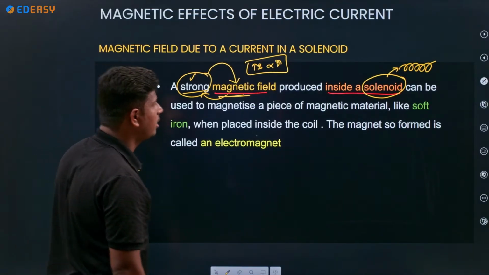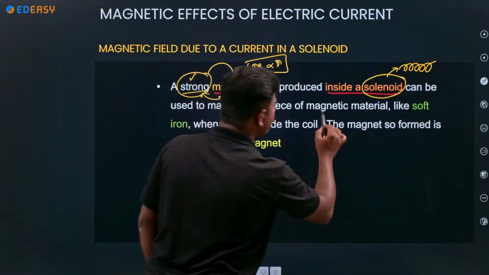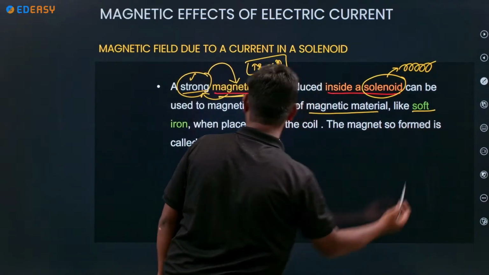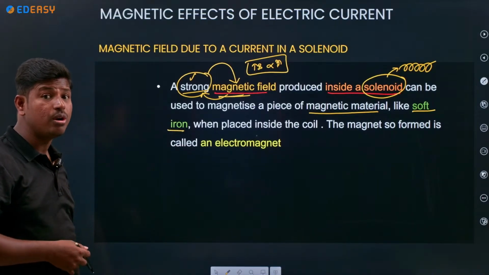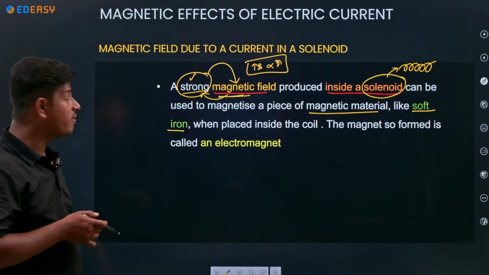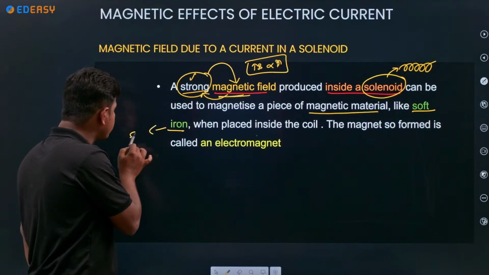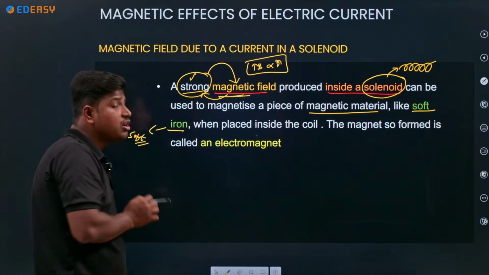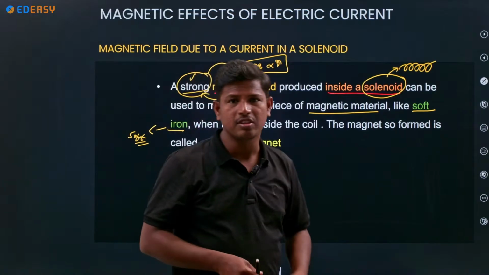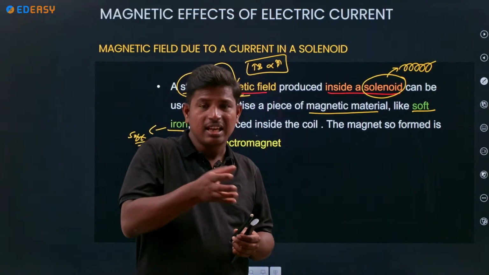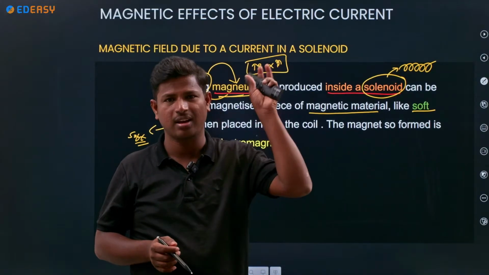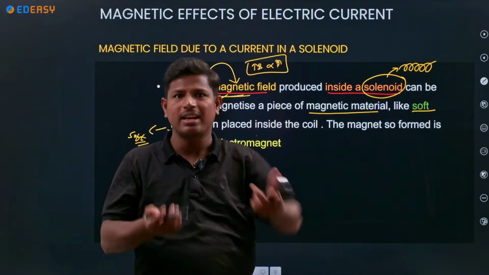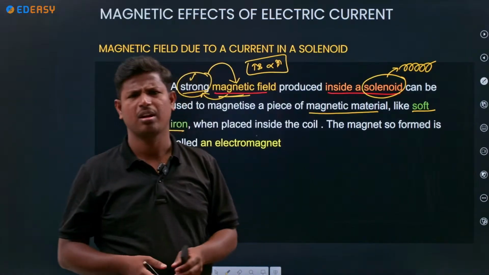Next. Which magnetic material do we use? Soft iron. I already told, we already discussed why we use soft iron. Because it is very soft, it can respond easily. If it is magnetized easily, it is demagnetized easily too. That's why we use soft iron. If current is there, it is magnetized. If current is not there, it is demagnetized.